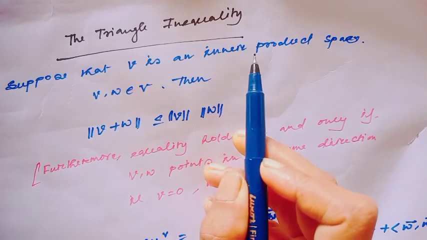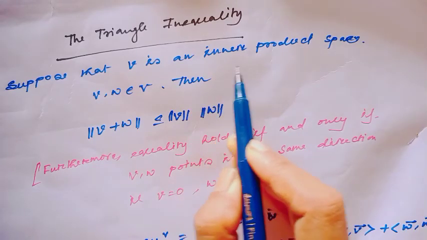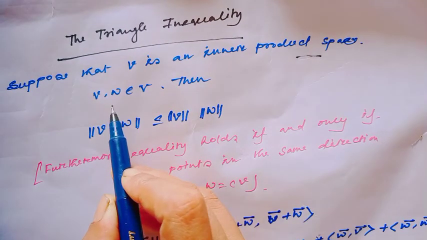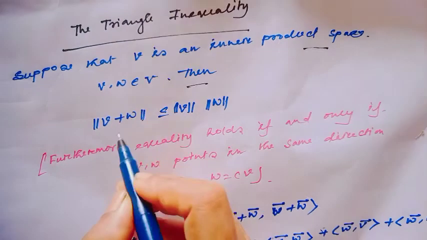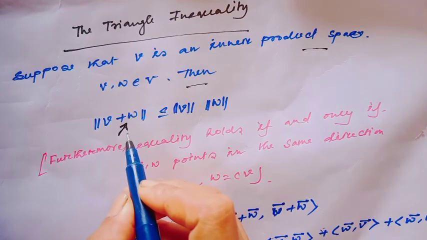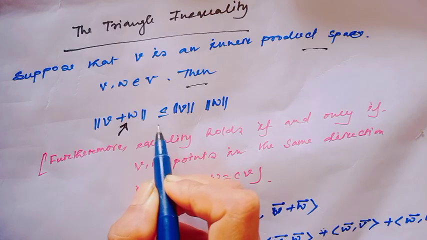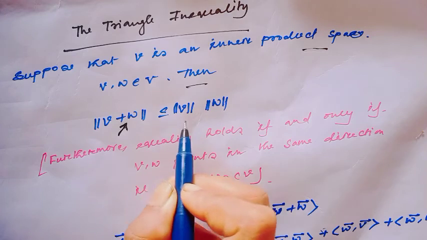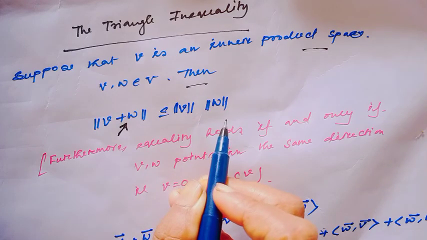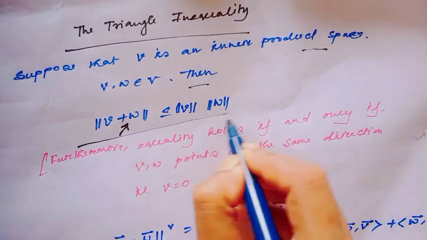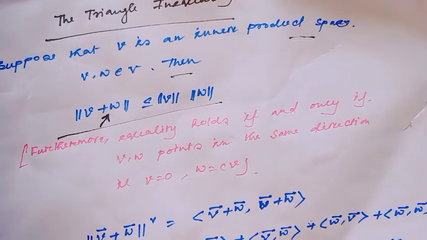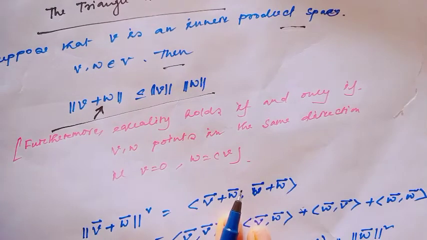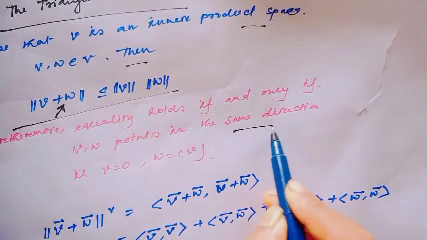The triangle inequality implies, suppose V is an inner product space, then for arbitrary vectors v, w in the vector space V, where this norm is the norm induced by the inner product, the norm of v plus w is always less than or equal to the norm of v plus the norm of w. This inequality is called the triangle inequality. Furthermore, equality holds if and only if v and w are in the same direction.